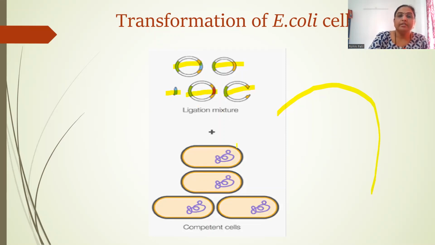Here these are the E. coli cells, which are the competent cells. For the transformation, we need E. coli cells, which are competent cells, and these cells contain the lacZ gene, which is encoding which part of beta-galactosidase? Yes, it is the omega peptide. It is going to encode for the omega peptide.